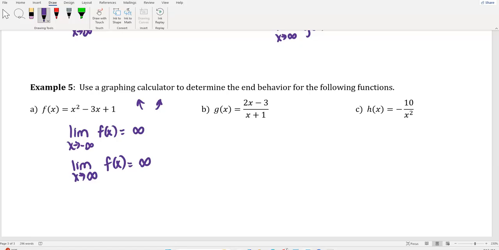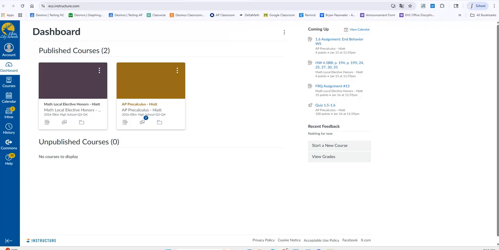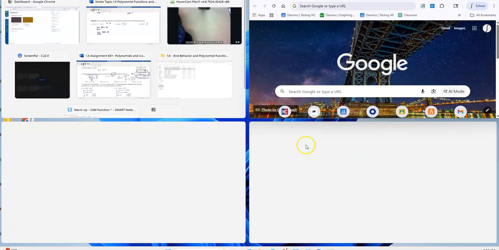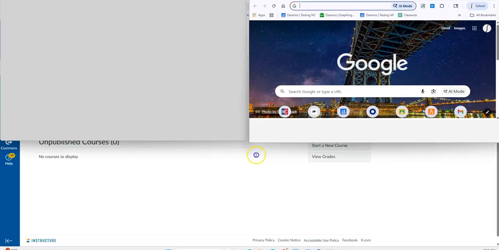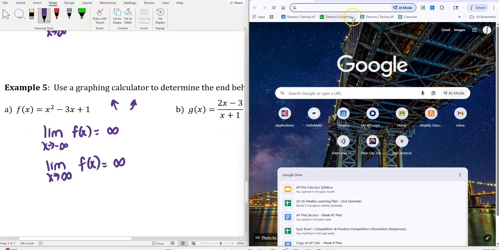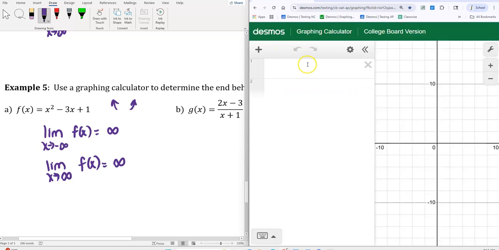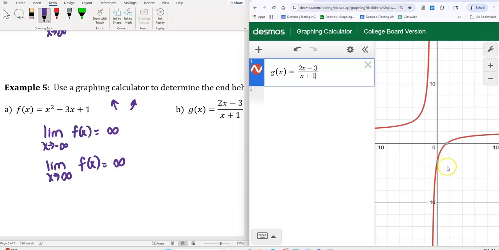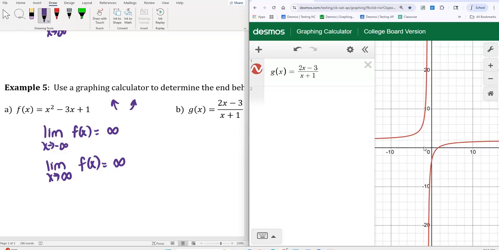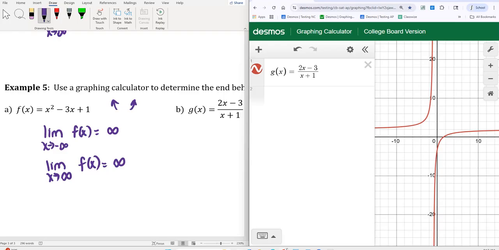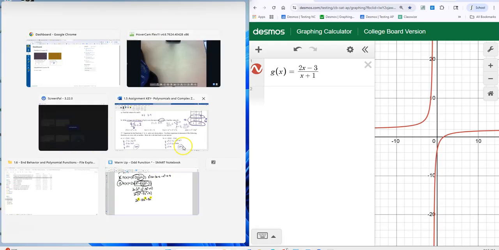Now, B is a rational function, and we probably for sure are not going to be doing well enough with those to be able to tell them without graphing. So that one we'll type in, and I'll just type it in for us here. So we got g of x equals 2x minus 3 over x plus 1. Now, we got some weird things happening on this one. I think he's just throwing this in here just for a little extra.